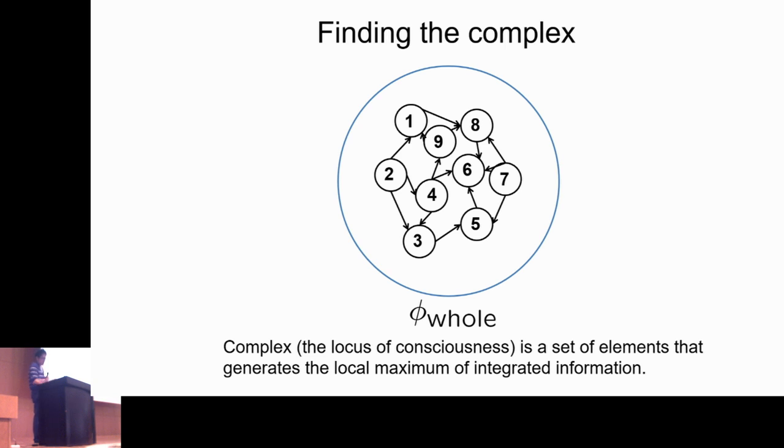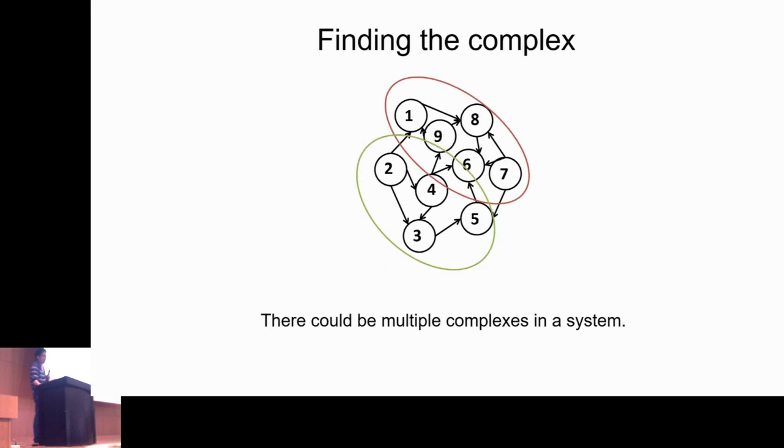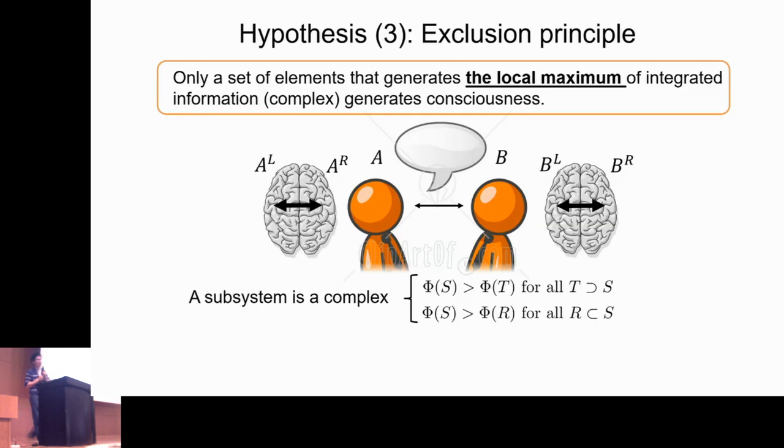But in another example, maybe there can be two complexes. For example, this system and that system simultaneously exist as complexes. That can happen. So, for example, let's consider again the case where two people are talking.